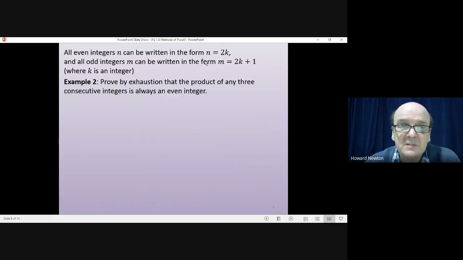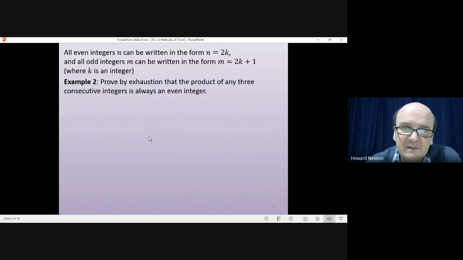Once again, we're going to use this idea that we can consider the even and the odd separately. The first time round, we'll assume that the first number is an even number. So the first number can be written in the form 2k. The second number will be one more than that, the third number, one more again. Then we'll have to multiply them together and show that what we've got is even. Then we'll have to repeat the process, this time assuming that the first number is odd. I'll let you have a go at doing all of that. So pause the video and come back to me when you're ready.